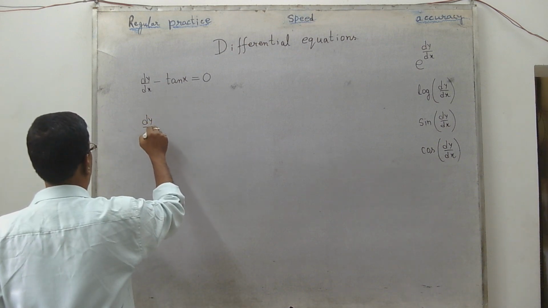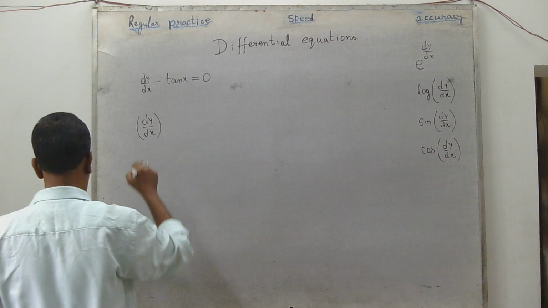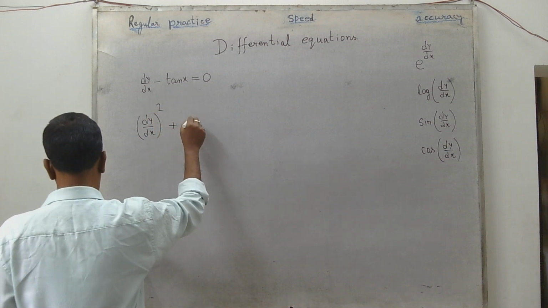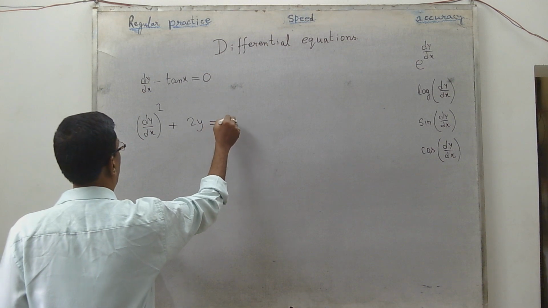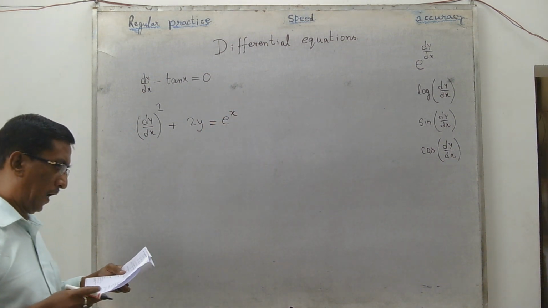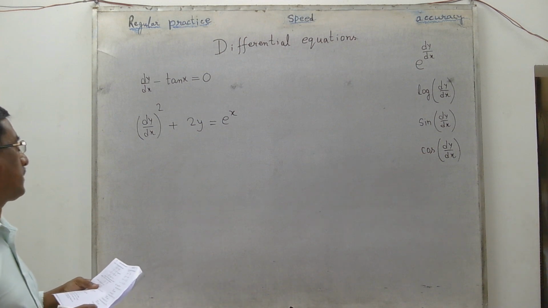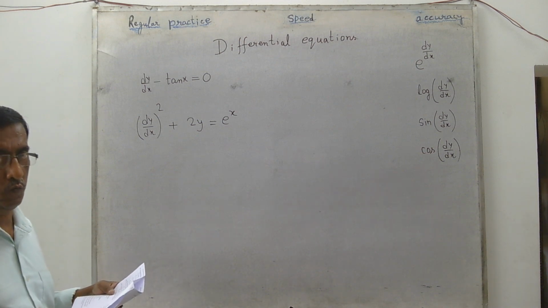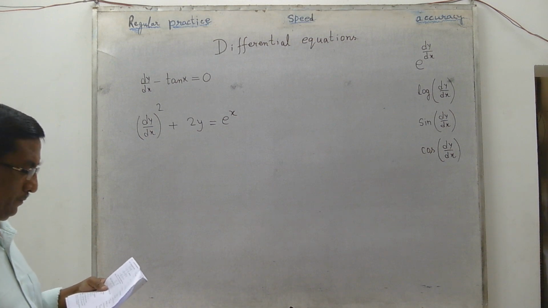dy by dx whole square plus 2y equals e to the power x. The highest order derivative is dy by dx and the power or degree is 2. First order, second degree.